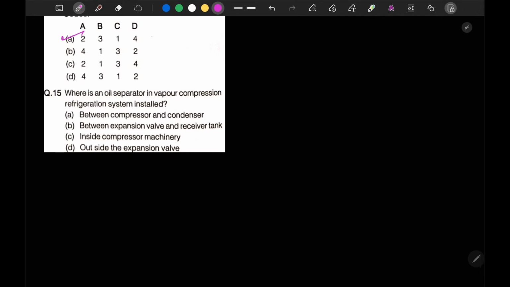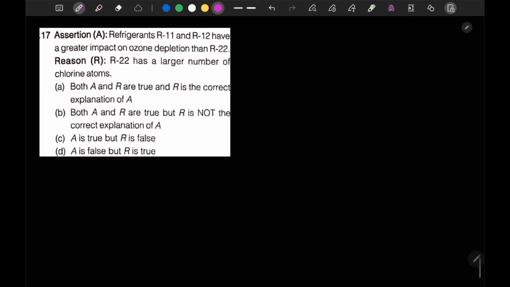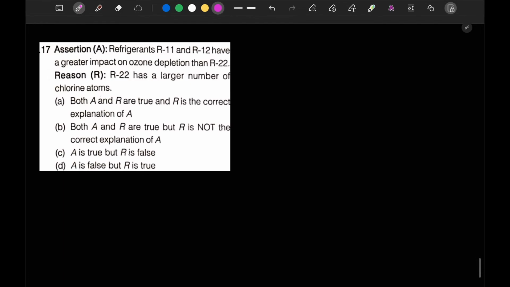Where is the oil separator in a vapor compression refrigeration system? It is installed after the compressor and before the condenser. So option A, between compressor and condenser. Now moving to the next question.